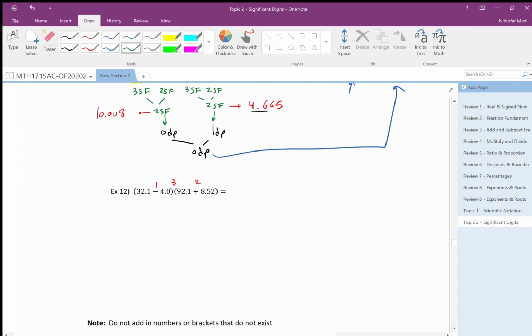So I have one decimal place. I have one decimal place. I round to one decimal place. I have one decimal place. I have two decimal place. I round to one decimal place. Now I have to ask myself, if I have one decimal place from the first one, how many significant figure I have? So I find the answer. The answer is 28.1. So one decimal place.